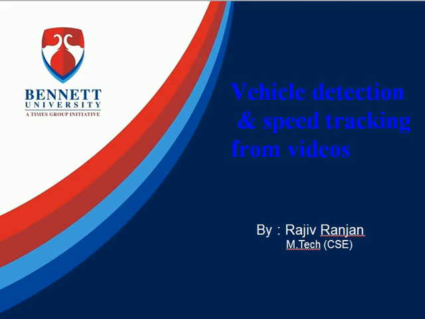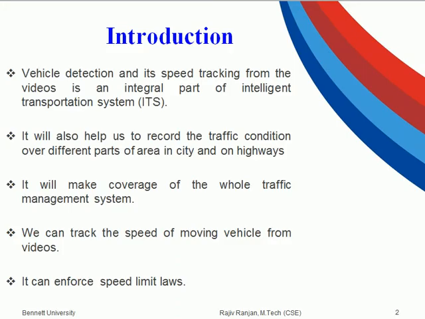So let's move to the introduction. Vehicle detection and its speed tracking from videos is an integral part of intelligent transportation systems. It can provide remote surveillance of roads and highways to detect the motion of different vehicles and their activities. It will also help us record the traffic condition over different parts of the area in cities and on highways.